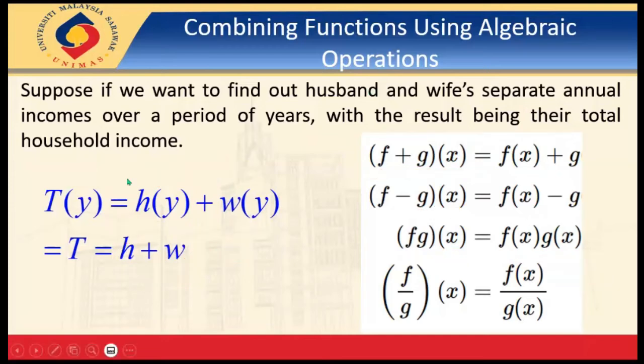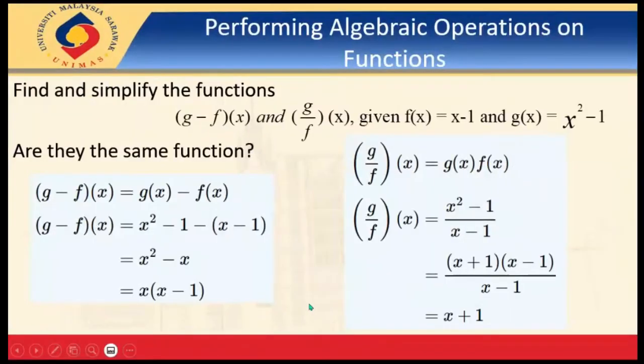Okay, so next level, find and simplify functions. You see, this one is g minus f of x, meaning to say g of x minus f of x, and the other one, g over f of x, meaning to say g of x divided by f of x. And given that we have f of x and g of x, two functions, one time minus from each other, another time divided by each other, but f of x is equal to x minus 1.